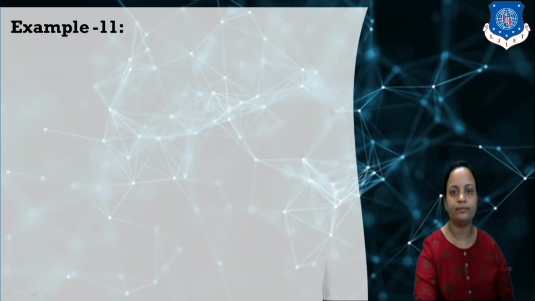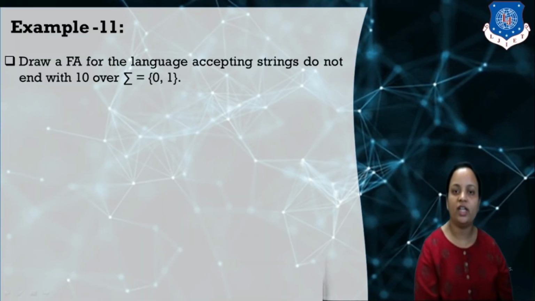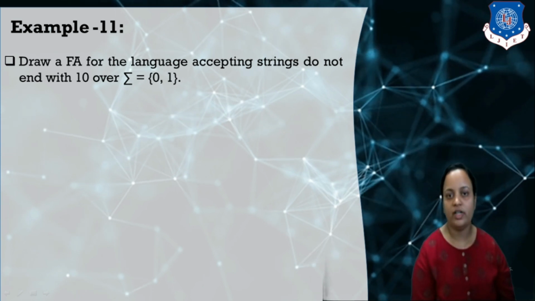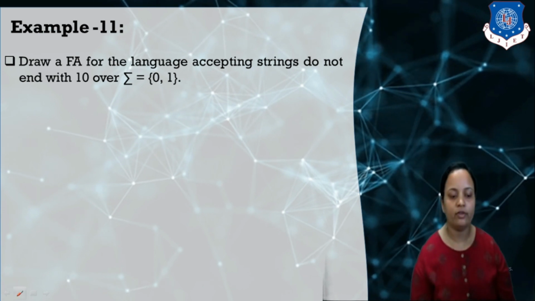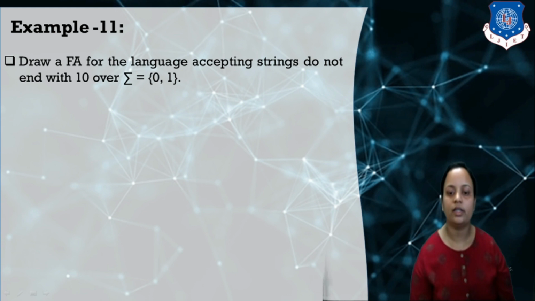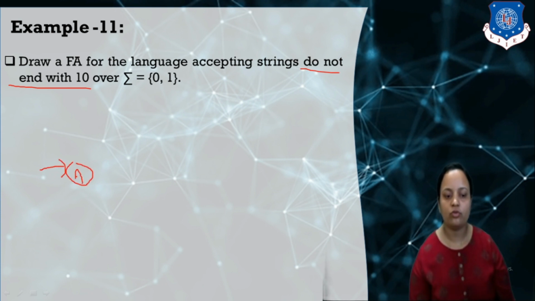Now next is example number 11. Here I have taken the DFA for the language accepting the strings that do not end with 1 0. I have taken the same kind of example, but here the position is ending with 1 0. As we already discussed, first of all we have to draw the DFA for ending with 1 0. As we know how to draw the three states, C, if I have a 1 0, C is our final state.